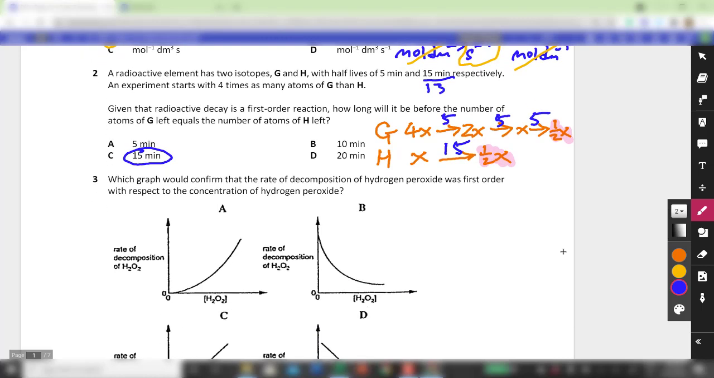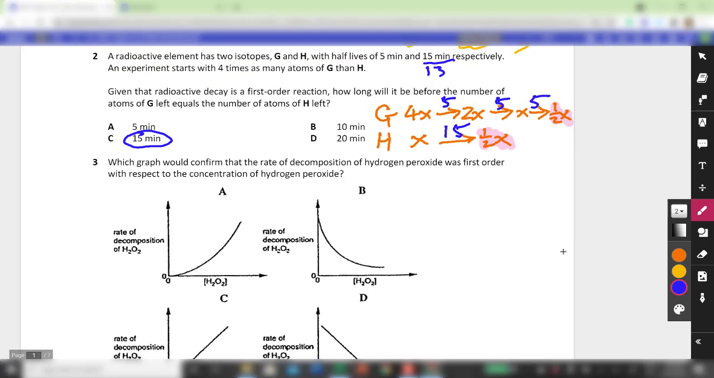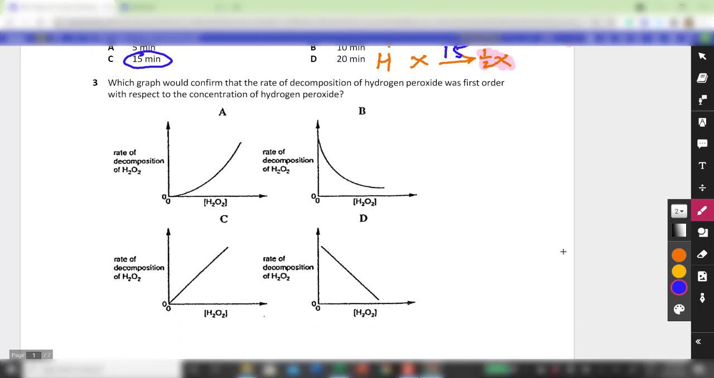My apologies, I spent a bit of time looking at this because I thought it's interesting to show you how you can use mathematics and even Excel to actually solve a problem like this. Okay, so we'll move on to question 3.